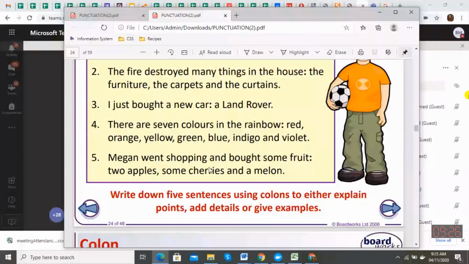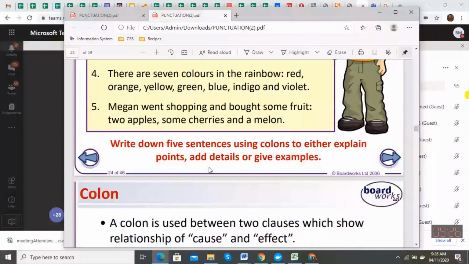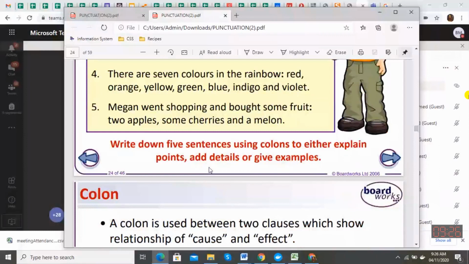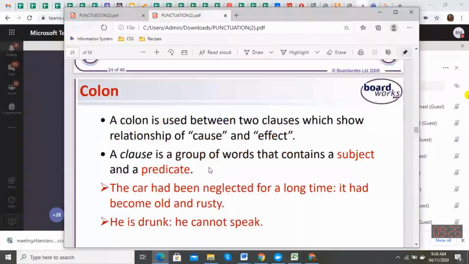Now take a minute and write it down. There are four provinces in Pakistan: Punjab, Sindh, KPK, and Balochistan. Very good. So you have explained the provinces as well.